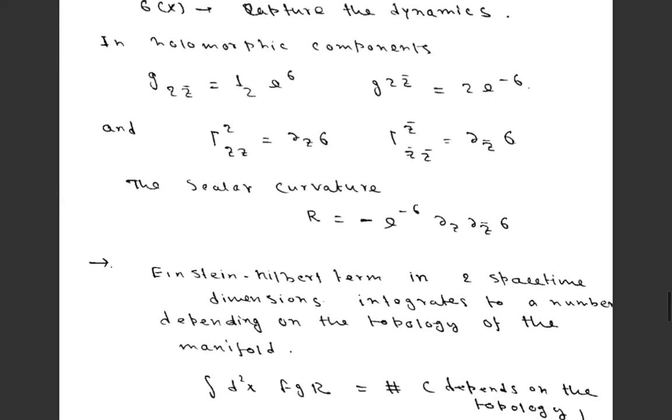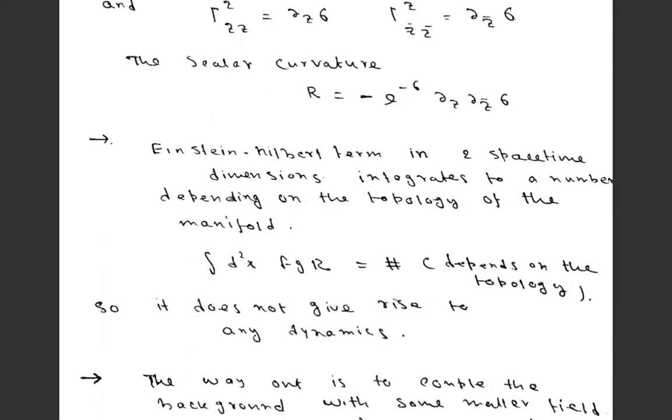Now, to describe the dynamics of this 2D gravity, we need an action for this Weyl factor sigma, right? The usual choice would be the Einstein-Hilbert action, which is root minus g times R. But the problem is that in 2D it integrates to a number that depends only on the topology of the manifold. So if you vary this with the Weyl factor, it doesn't stationarize, so it doesn't give rise to any equations of motion. So the Einstein-Hilbert action in 2D doesn't really work.